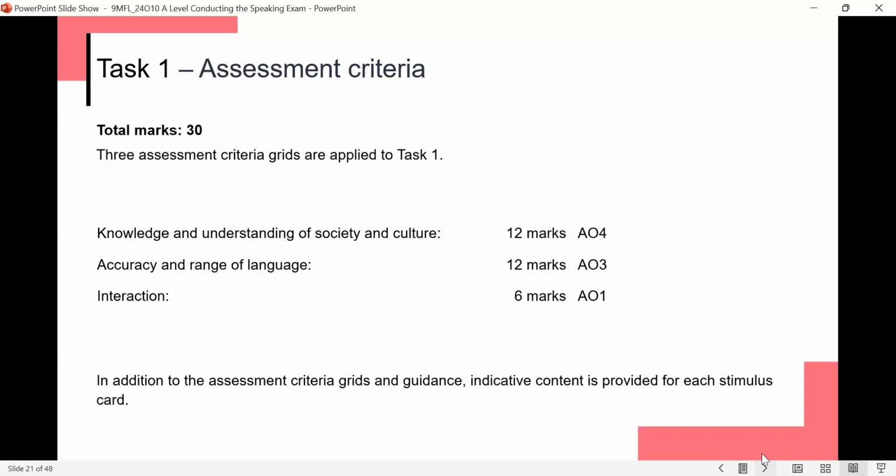Well, there are 3 assessment criteria grids that apply to task one. So they get 12 marks for what we'd call assessment objective 4, and that's knowledge and understanding of society and culture. Now, society and culture in the context of the society and culture where the language is spoken. So we don't want to hear anything about anywhere that isn't a place where the language is spoken.